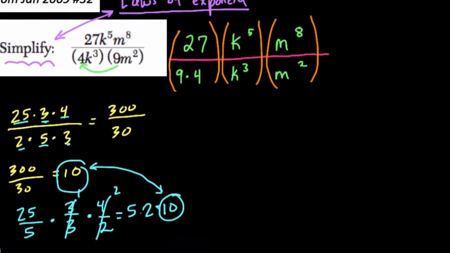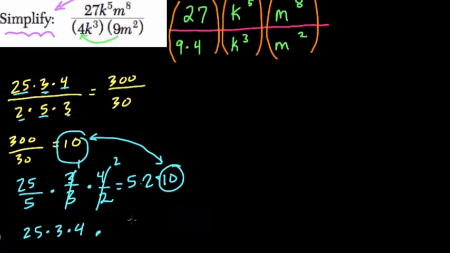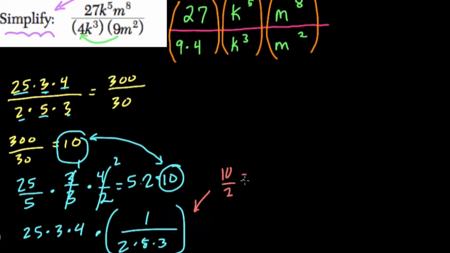Why can we do this? Well, if you think about what's happening, we have 25 times 3 times 4 divided by 2 times 5 times 3. Well, that could be thought of as 25 times 3 times 4 multiplied by 1 over 2 times 5 times 3. And for me, that's really the key, because once you say, oh, division by these numbers is the same as multiplying by the reciprocal. The basic idea is that, let's say you have 10 divided by 2. Dividing by 2 is the same thing as 10 times 1 half, 1 over the denominator. Same thing here. But once you're multiplying, that's when you have that freedom to commute the terms around and regroup them.